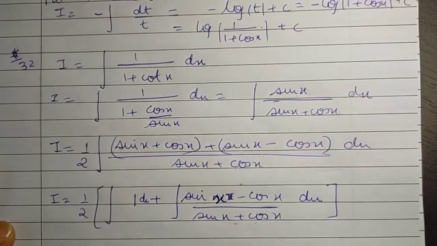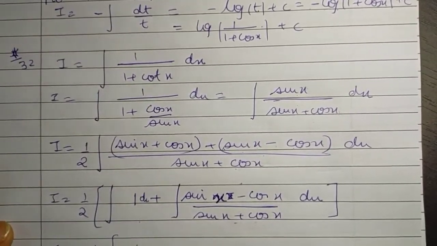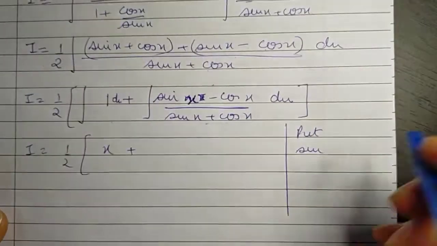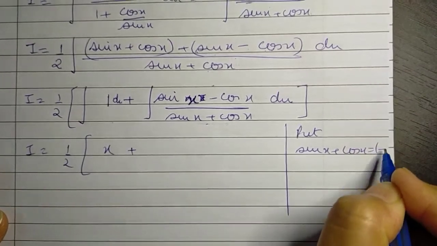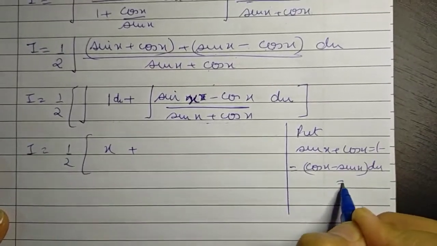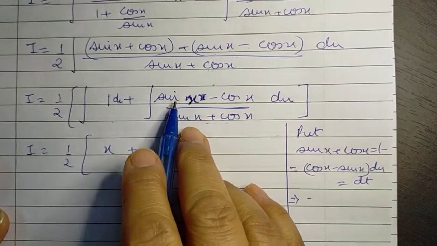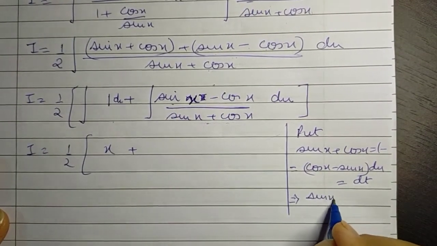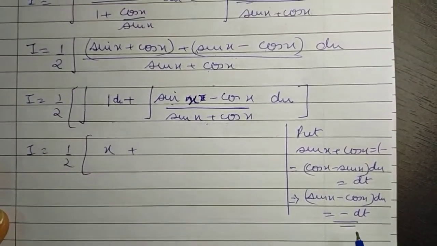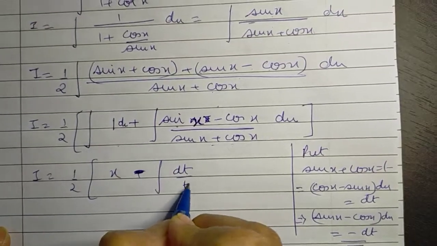So what do we get? I is equal to, this gets directly solved as x, plus, in this case you put sin x plus cos x as t. This comes out to be cos x minus sin x dx as dt. So it implies that we need sin x minus cos x. So sin x minus cos x dx is equal to minus dt. So here you get minus, and here this becomes dt over t.